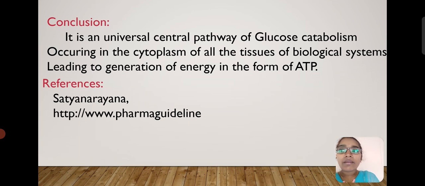And by this, I conclude that the glycolytic pathway is a universal central pathway occurring in the cytosol of all tissues, and they produce ATP.